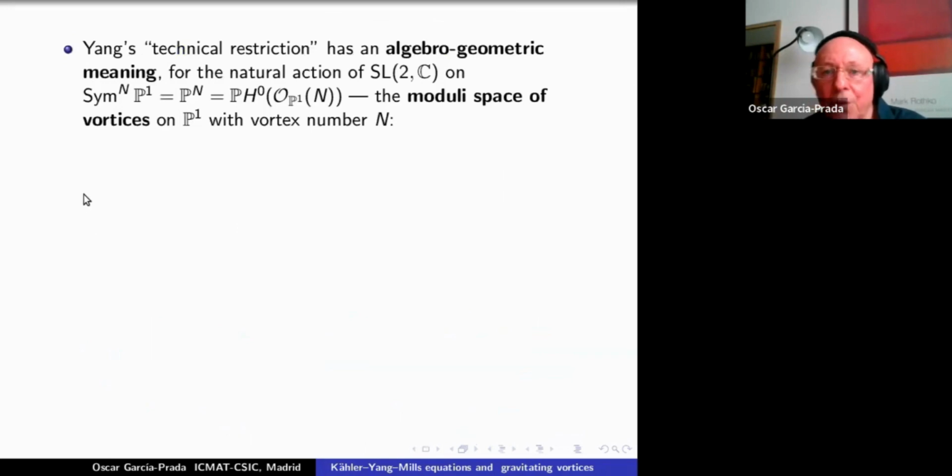And so it turns out that Yang's technical restriction has, as I was anticipating, an algebraic-geometric meaning. And this is the meaning for the natural action of SL(2,C) on the moduli space of vortices. The moduli space of vortices on a Riemann surface X is the symmetric product of the Riemann surface X, in this case P1, and in this particular situation the nth symmetric product of P1 is actually isomorphic to Pn. In fact, this Pn appears precisely as the projectivization of the n plus one dimensional space of holomorphic sections of this line bundle, the unique holomorphic line bundle of Chern class n on P1.